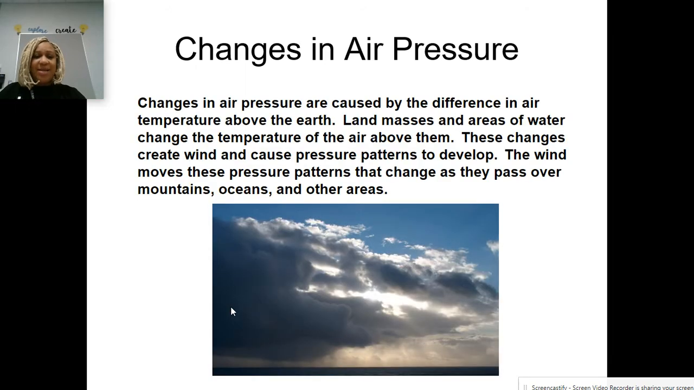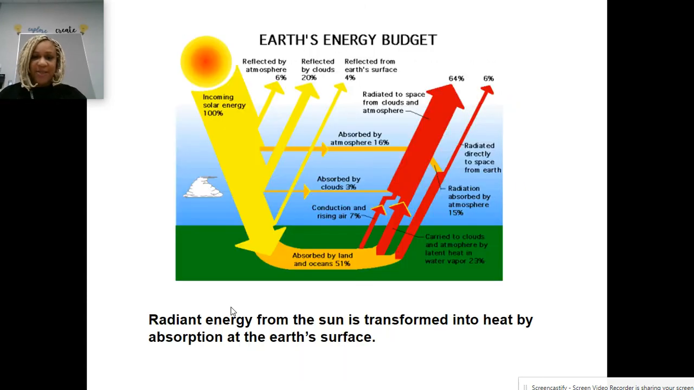So changes in air pressure. These are caused by the difference in air temperature above the earth. Land masses and areas of water change the temperature of the air above them. These changes create wind and cause pressure patterns to develop. The wind moves these pressure patterns, which change as they pass over mountains, oceans, and other areas.